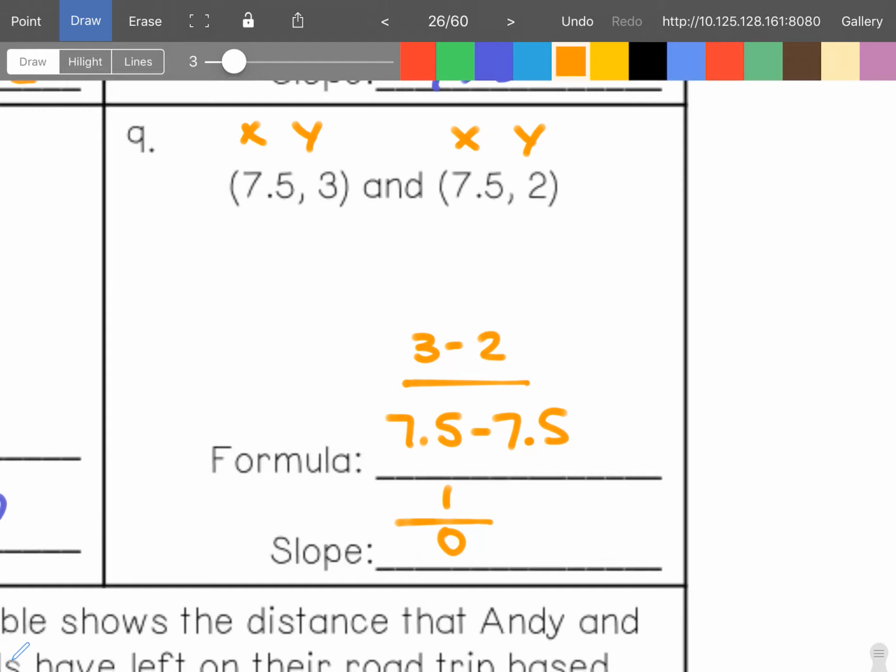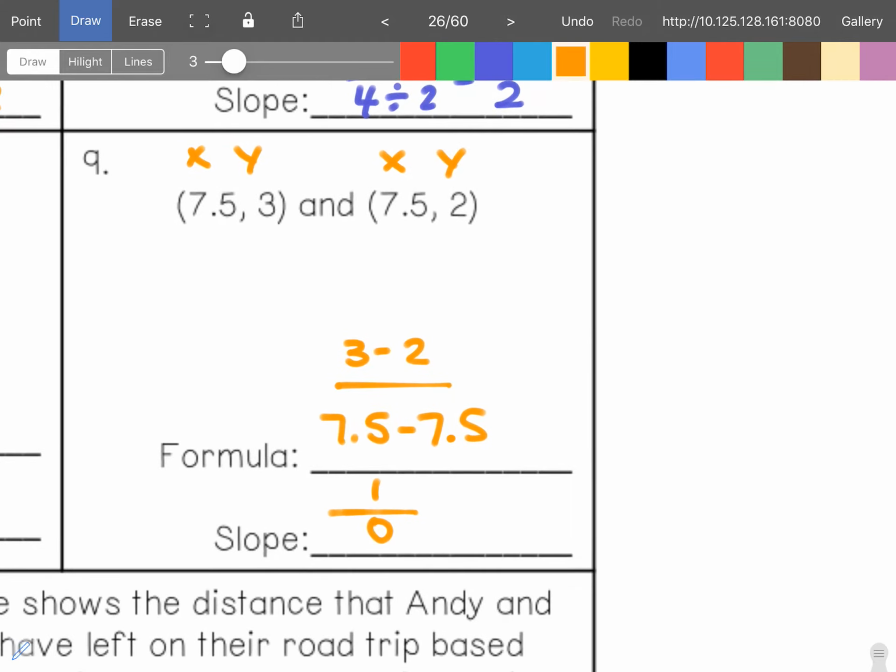And we cannot have 0 in the denominator. That is not okay. So if that happens and you were to type 1 divided by 0 in your calculator, it would say error. So when this happens, this means that the slope is undefined. That's one of those vertical lines if you graph them.